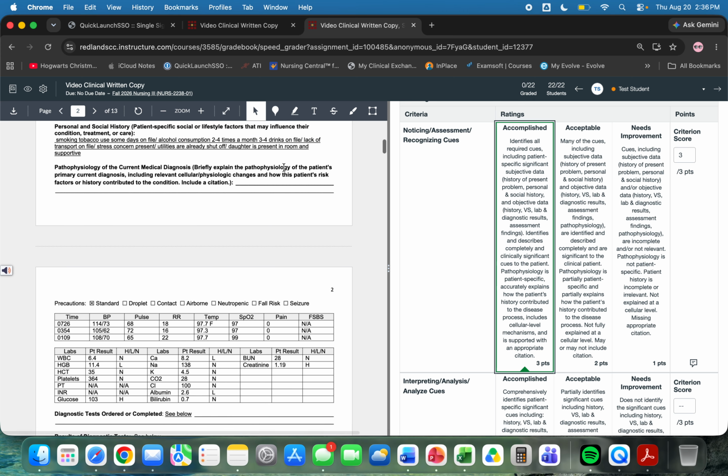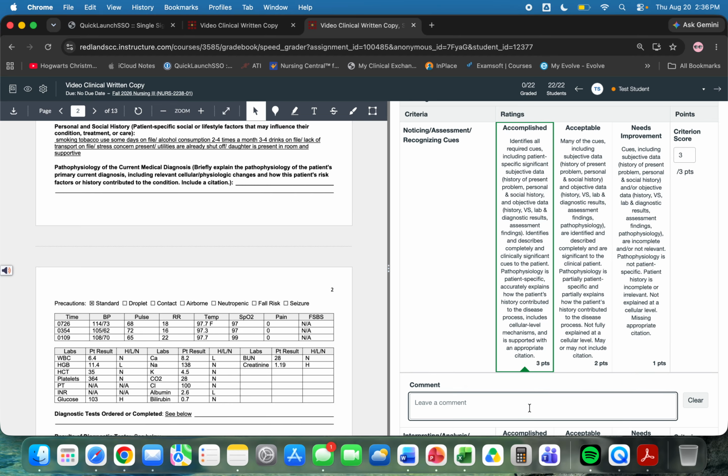But while I'm stuck on this piece right here, I'm going to make a comment in my comment box, and this is how I grade as I go down. I'm just going to say, it appears that you left off the pathophysiology. I like to make notes about what they missed so they know why they're losing points.